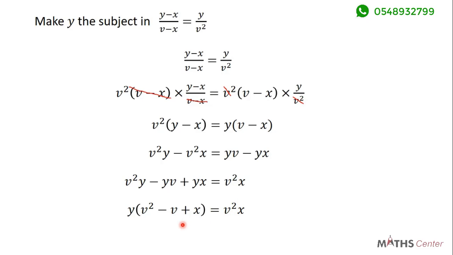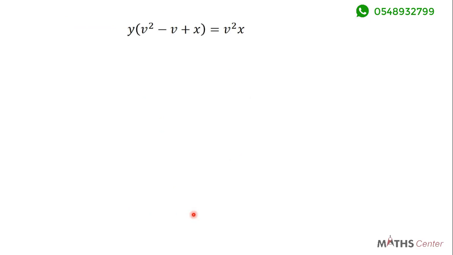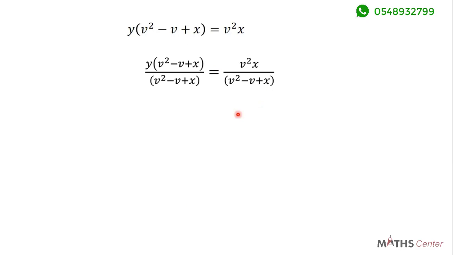As we've been doing all along, when you get to this stage, you divide through by the term in the bracket, or the term attached to the variable you want to make the subject. Here, the variable we want to make the subject is y. The term attached to it is what we have in the bracket, which is v squared minus v plus x. So you divide both sides by v squared minus v plus x. And that is going to give us y into bracket v squared minus v plus x divided by v squared minus v plus x is equal to v squared x divided by v squared minus v plus x.